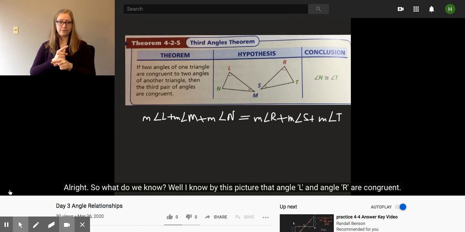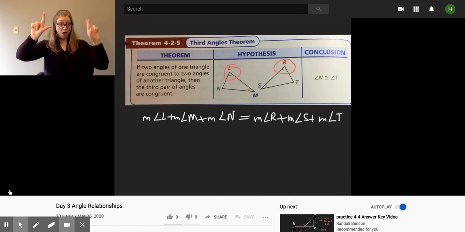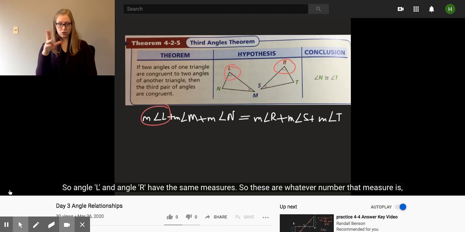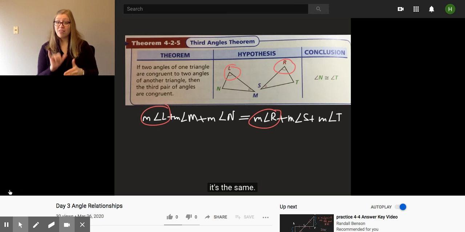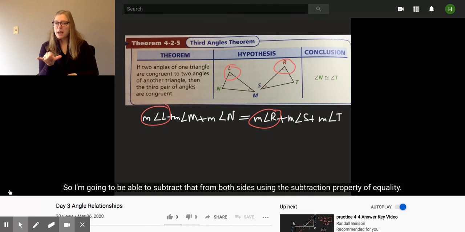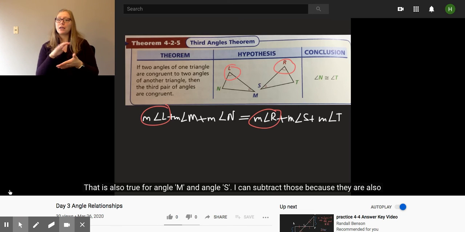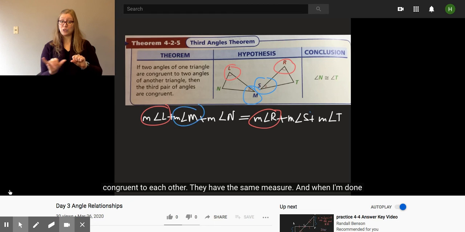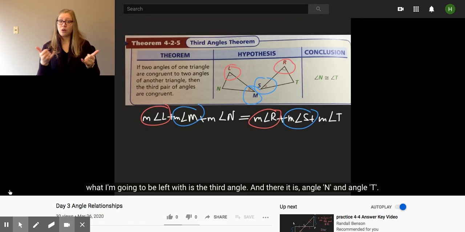So what do we know? Well, I know by this picture that angle L and angle R are congruent. So angle L and angle R have the same measures. Whatever number that measure is, it's the same. So I'm going to be able to subtract that from both sides using the subtraction property of equality. That is also true for angle M and angle S. I can subtract those because they are also congruent to each other. They have the same measure. And when I'm done, what I'm going to be left with is the third angle. And there it is, angle N and angle T.